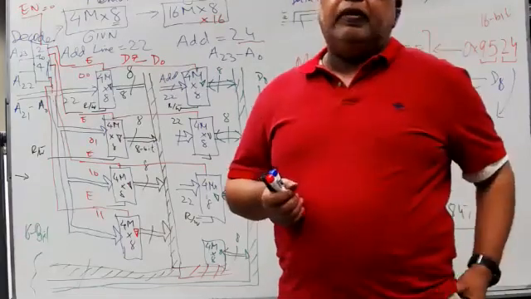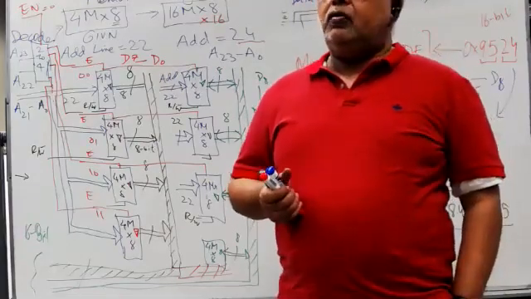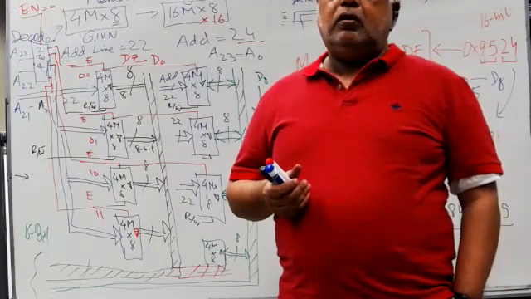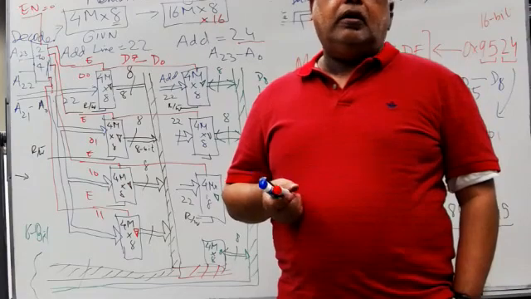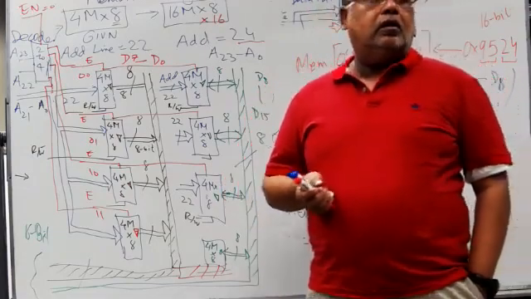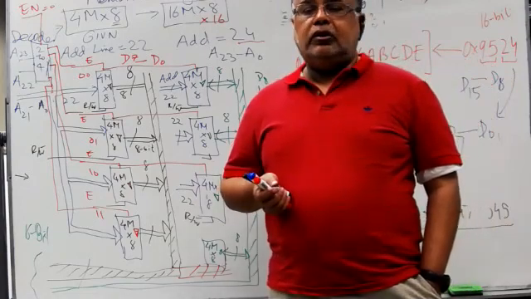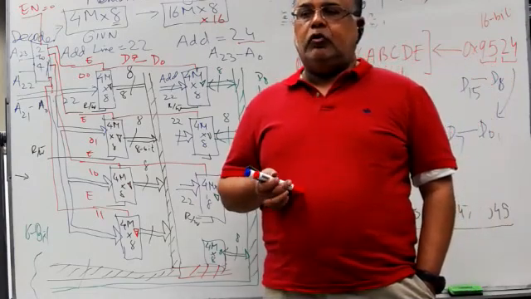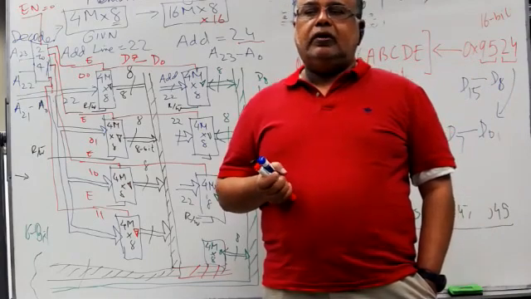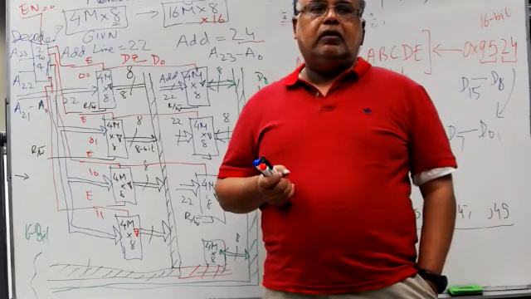The memory needs three things: when to store the data, where to store the data, and what data to store. These are the three things that you need. So this is the basic idea of the memory arrays. If you read this article, you will find how these memory arrays are constructed.